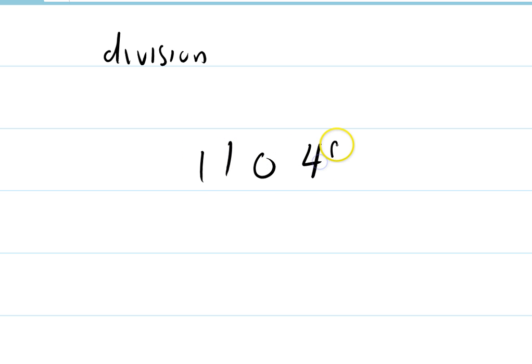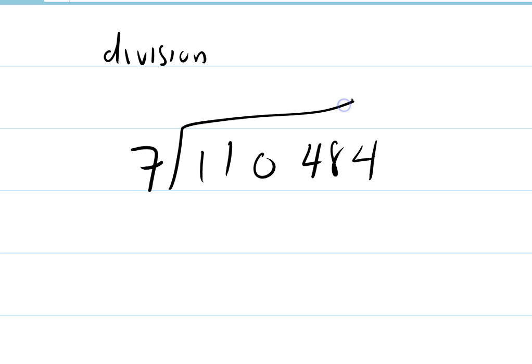Okay, I'm going to talk about division. There it is. And I'm going to have two examples, a simple one and a harder one. This is the simple one. I'm just going to make up a number off the top of my head, 110484, and I'm going to divide it by 7. But before we start, I'm going to write that out a bit more neatly.